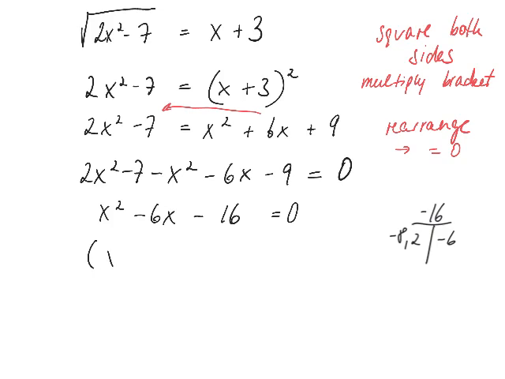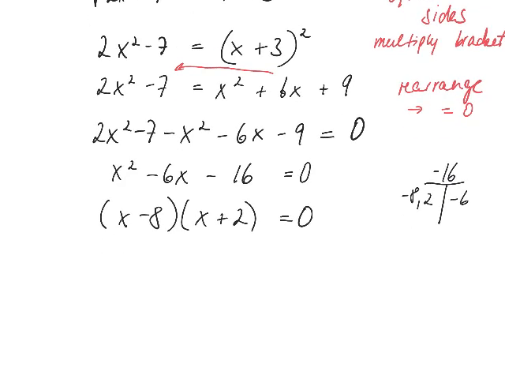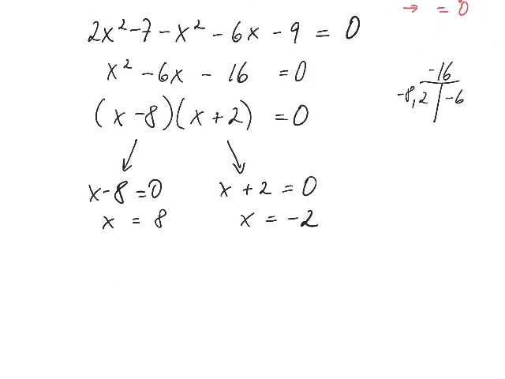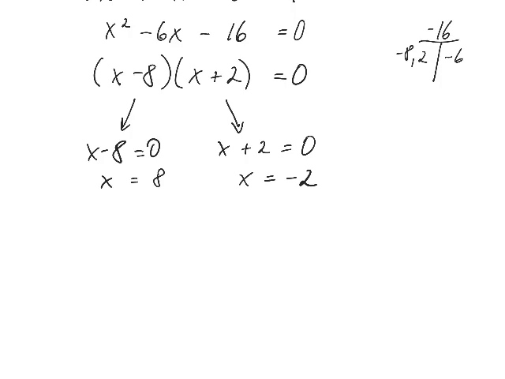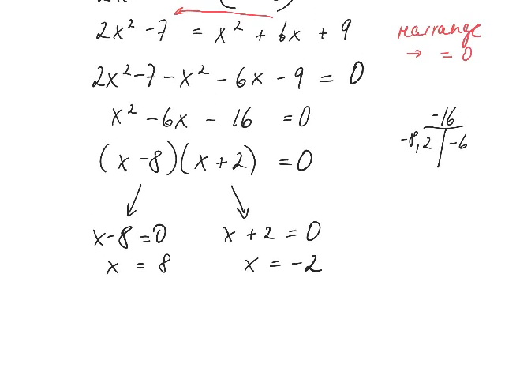So I factorize: x minus 8 times x plus 2 equals 0. Now we can set each one equal to 0. x minus 8 equals 0, which gives me x equals 8. And x plus 2 equals 0, which gives me x equals minus 2. Okay, and now I need to check these solutions. I need to put them in.